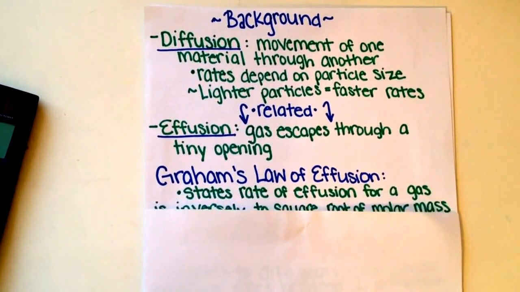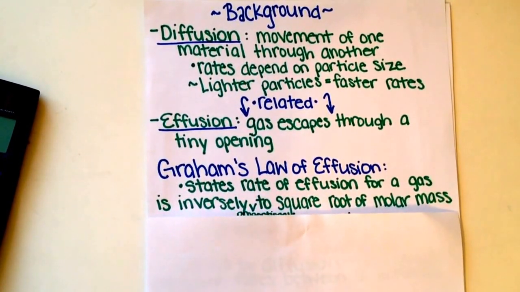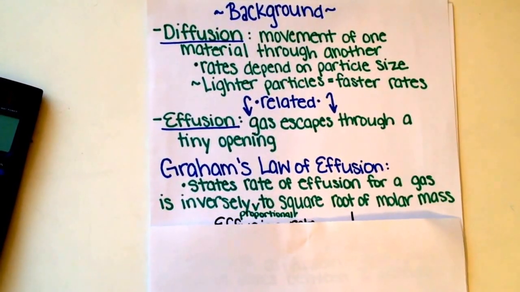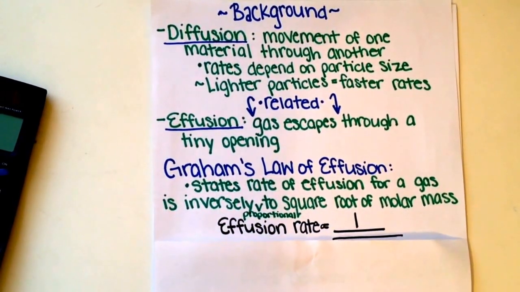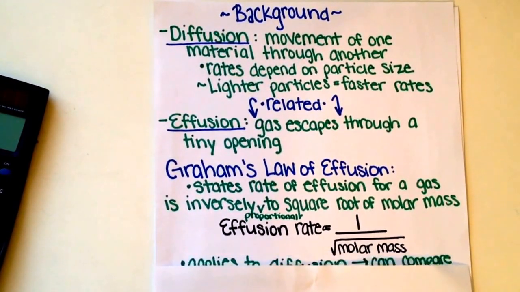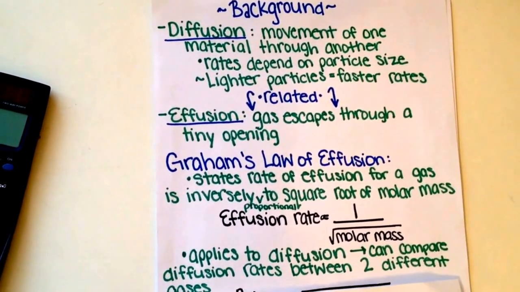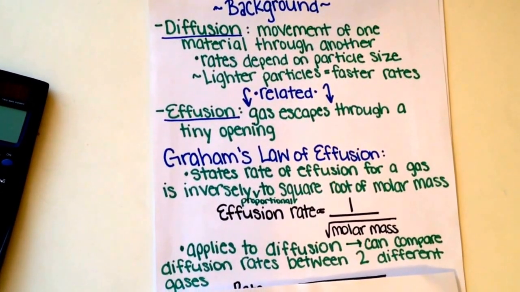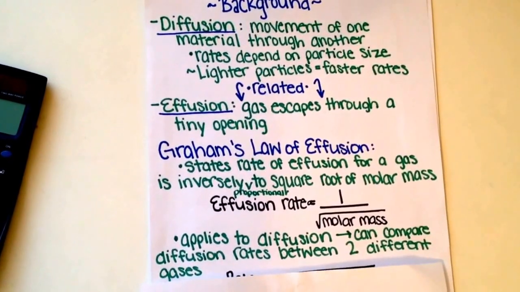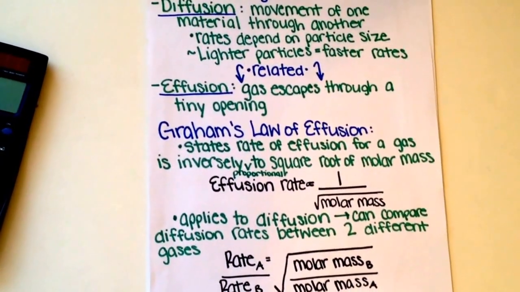Graham's law of effusion states that the rate of effusion for a gas is inversely proportional to the square root of the molar mass. The effusion rate can be expressed with this formula. This formula also applies to diffusion, and you can use it to compare diffusion rates between two different gases, and it can be expressed with this formula.